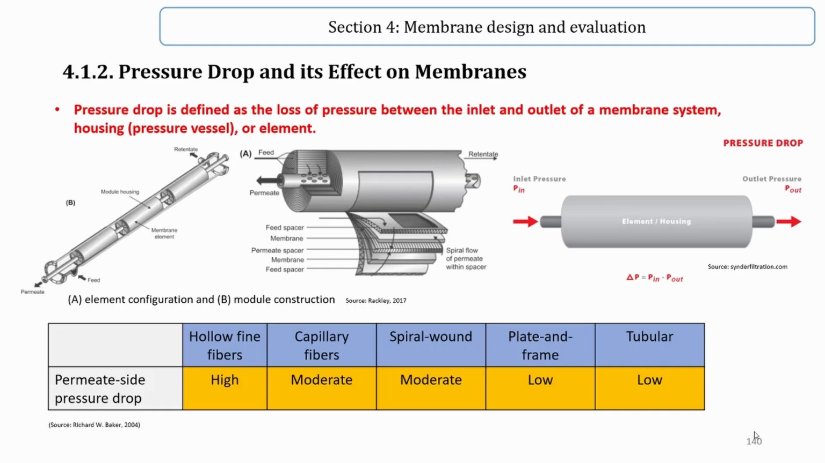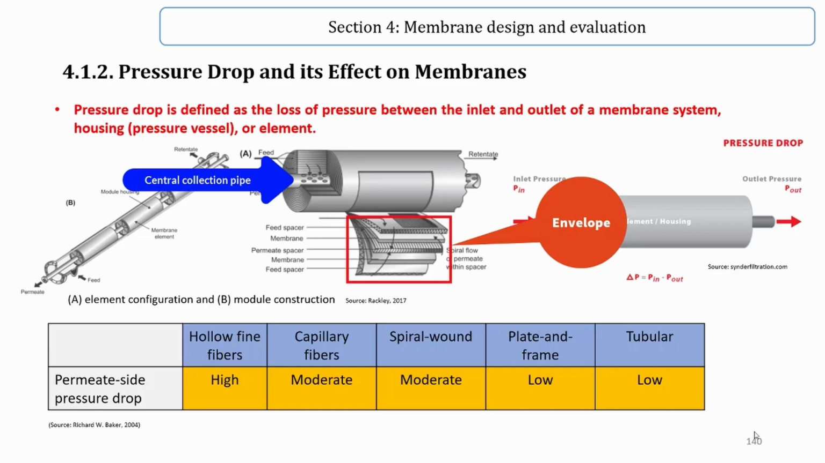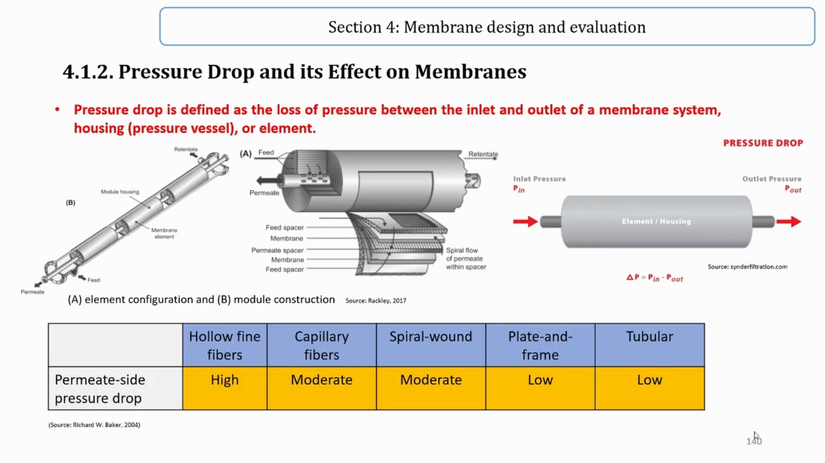If a single membrane envelope were used in a large membrane area module, the path taken by the permeate to reach the central collection pipe would be several meters long, depending on the module diameter. Such a long permeate path would result in a large pressure drop in the permeate collection channel. By using multiple short envelopes, the pressure drop in any one envelope is kept at a manageable level.